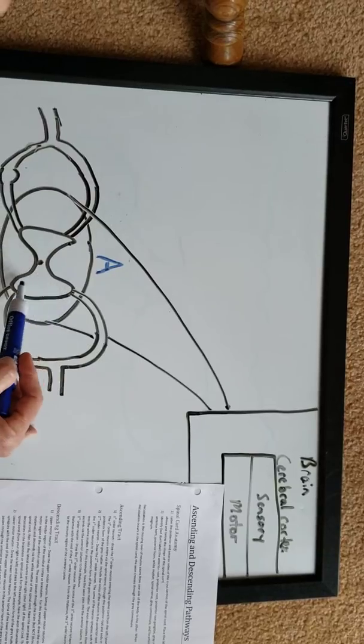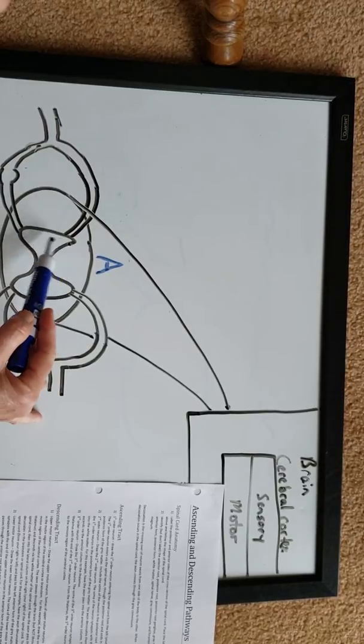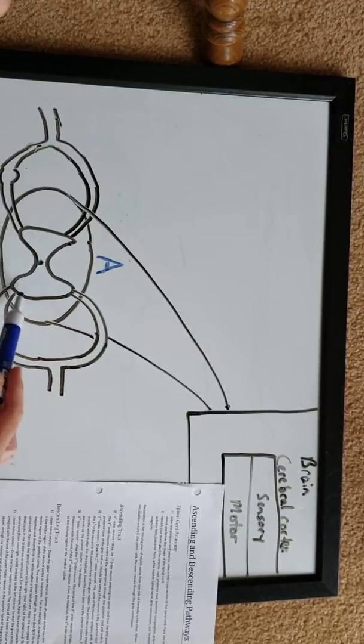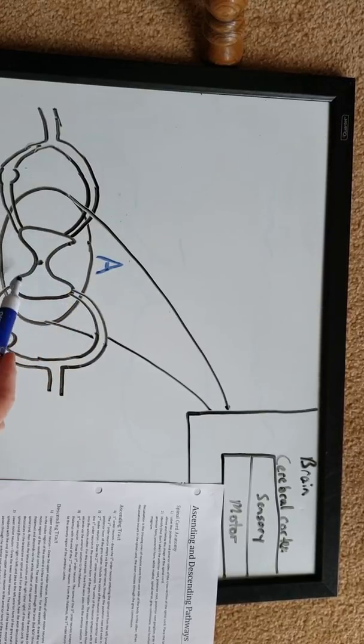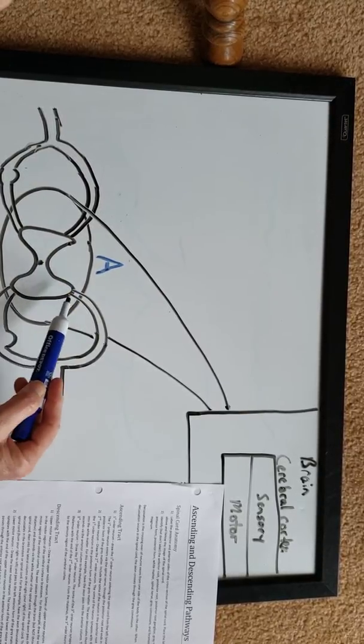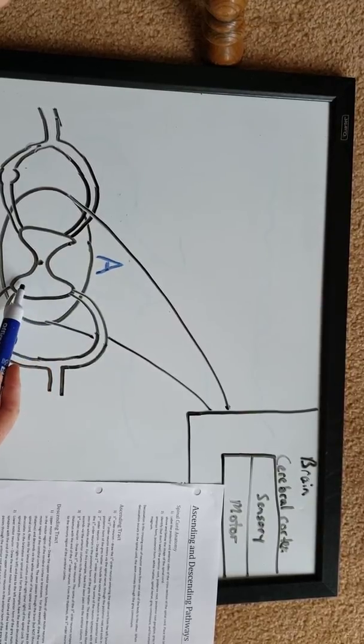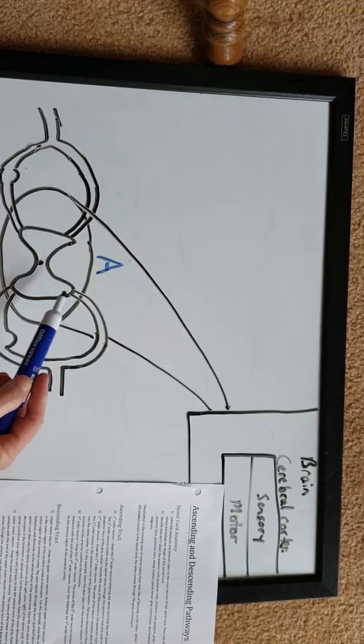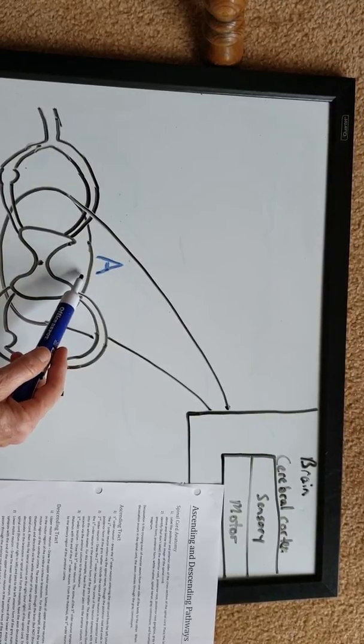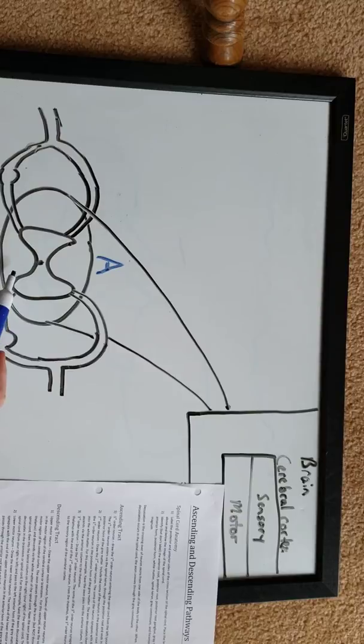Gray matter is central in the spinal cord, and this butterfly right here, and then the white matter is more peripheral, outside of the butterfly. The gray matter is divided into horns, anterior horn, posterior horn, and the white matter is divided into columns, anterior column, lateral column, posterior column.